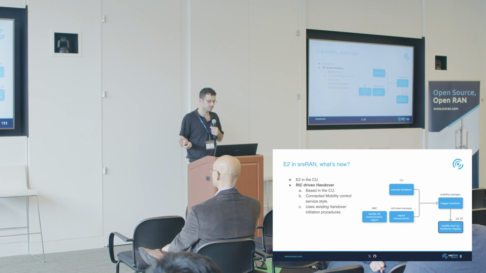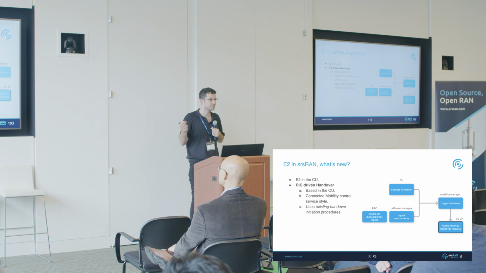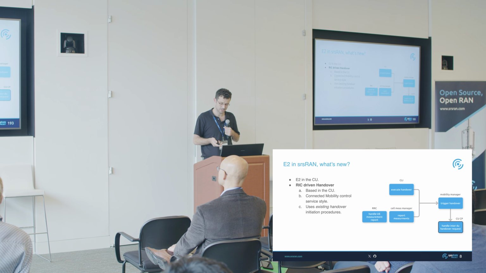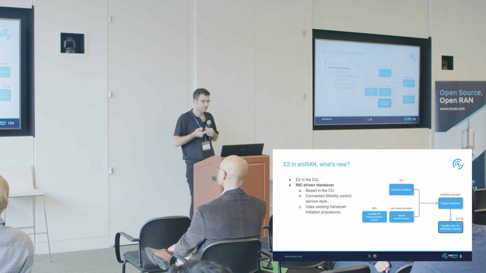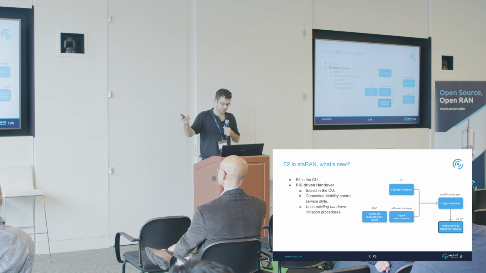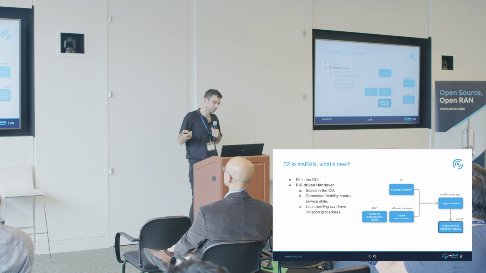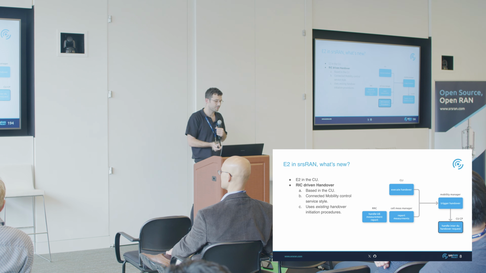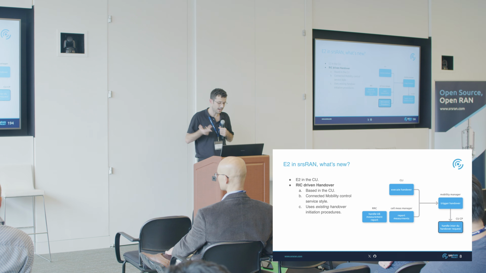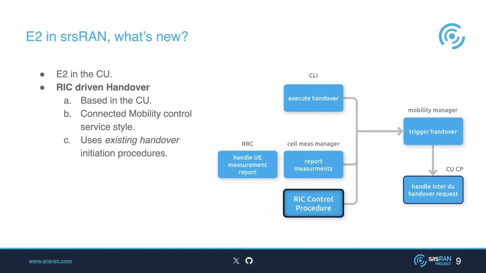So yeah, this made it easy because we had this public interface for the triggering of the handover. It made it easy to add this for RIC-driven handover. We just introduced a new interface to this trigger handover, or a new source to the trigger handover, and we gave the E2 agent access to this mobility manager, so that when a RIC control procedure comes in and wants to make a handover, it can trigger a handover in the same way as a handover would happen normally.